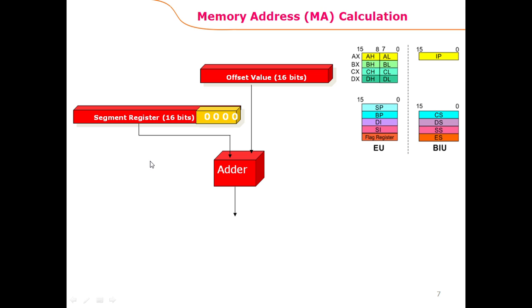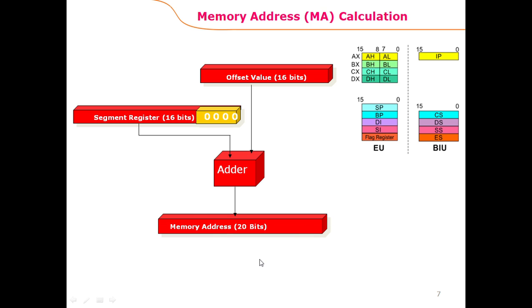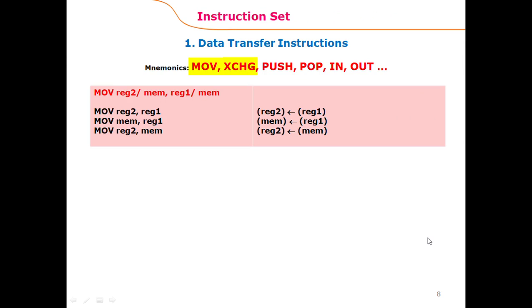But where in that segment to access, this 16-bit offset value is added with this 20-bit value, and at the end, the physical address, or the 20-bit memory address, is computed. And then this 20-bit memory address is used by the microprocessor to access data from that memory location. Okay, so now we are clear how the memory address is calculated when assembly language instructions are executed.